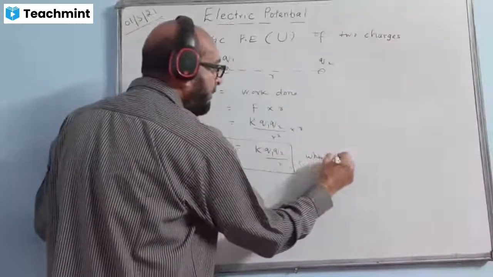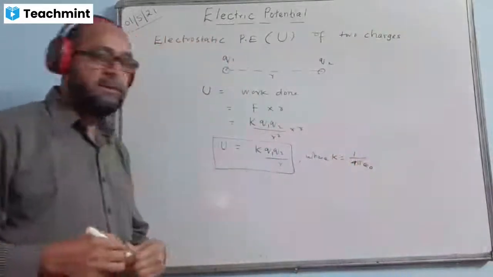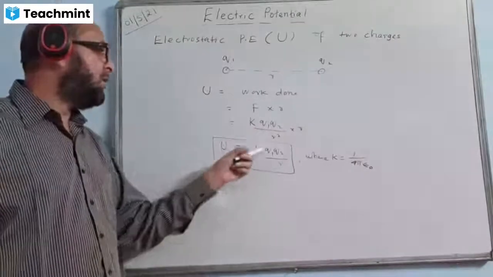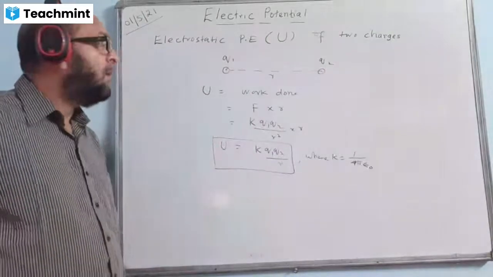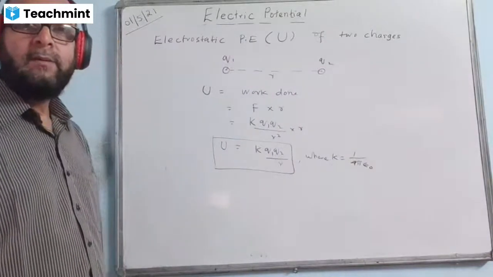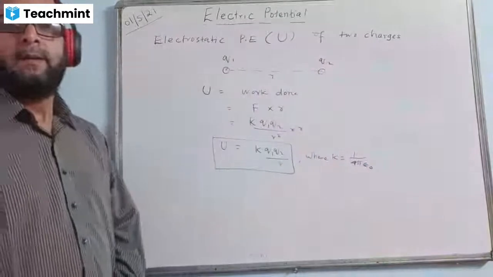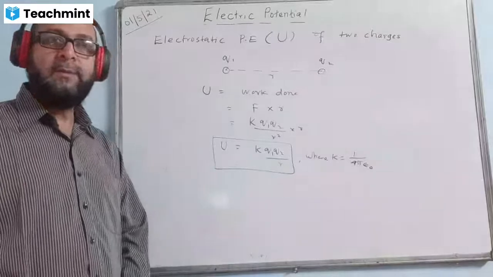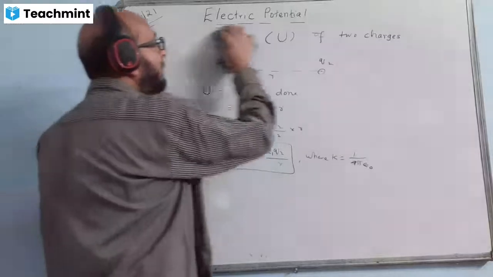Where K is 1 by 4 pi epsilon naught. This is the value of K. So what is the formula of potential energy between the two charges? The formula is K Q1 Q2 by R, and K is 1 by 4 pi epsilon naught. Finished? Now theory part is all over. We will be doing some problems which are required for the exam. We will do some problems now.